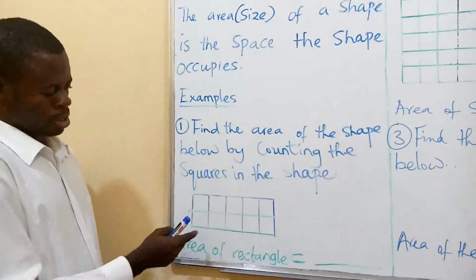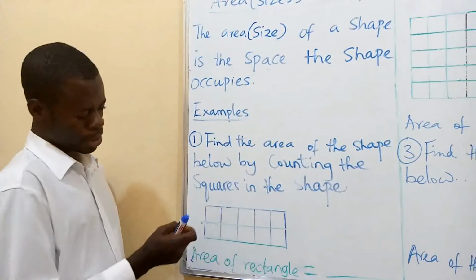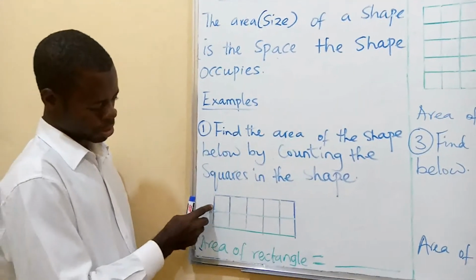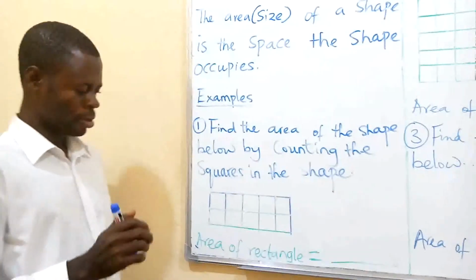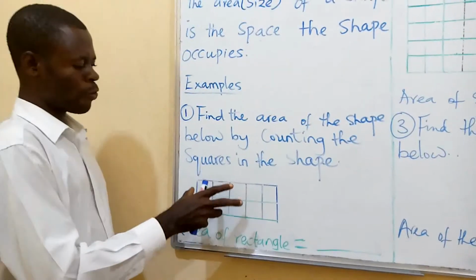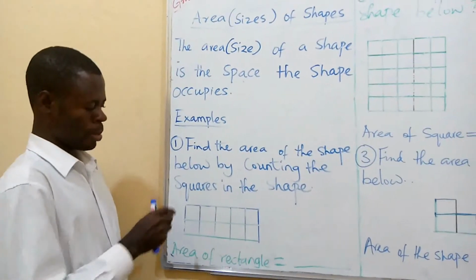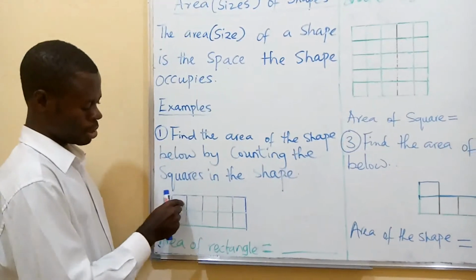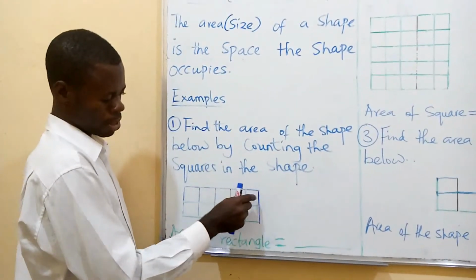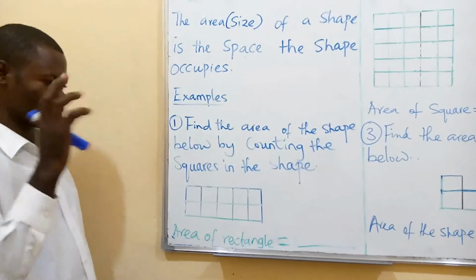Alright? Okay, children, what shape is this? A rectangle. Alright? We are going to find out the area of this rectangle by counting the little squares in the rectangle. Alright, you are going to count with me.